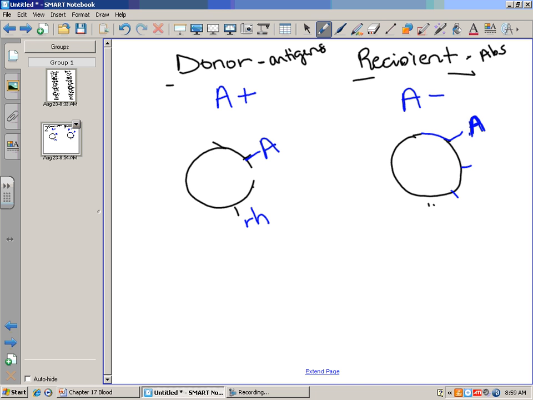So what antibodies does my recipient have? Anti-B, because there's no B's on the surface of the cell, and anti-RH, because there's no RH on his surface, right? Can this transfusion happen? No. The anti-RHs of the recipient will react with the donor blood, clot the blood. Is it getting better the more we do it? That's kind of why we do it so many times.